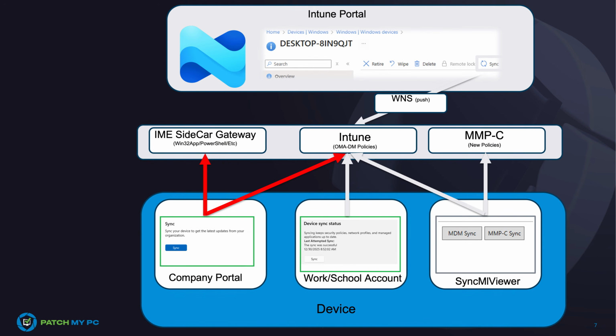On the device, there is not only one management channel. There are multiple paths. One of them is the OMDM channel that is used for Intune policies. Another one is a new MMPC channel for EPM, device inventory, those kinds of policies, which is also policy focused, but it follows its own communication path with its own infrastructure.